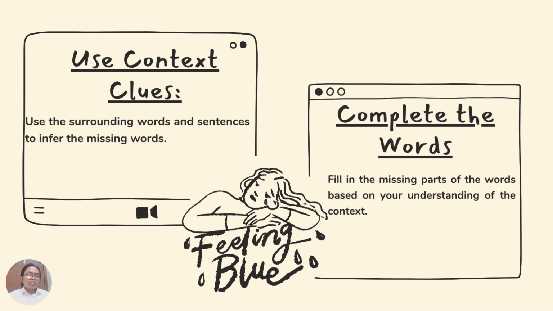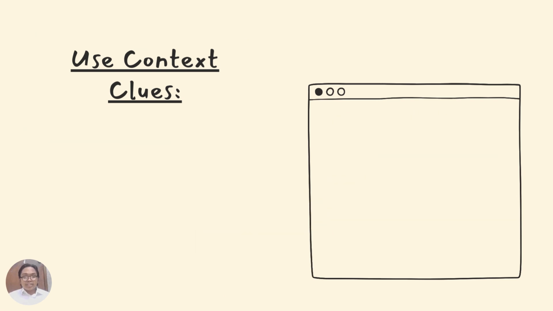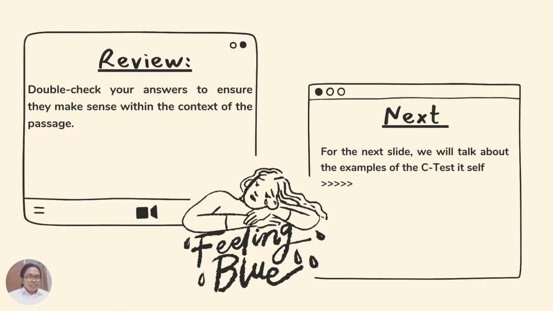The next one is use context clues. We have to use the surrounding words and sentences to infer the missing words. The next one is complete the words. We have to fill in the missing parts of the words based on our understanding of the context. And the last one is review. We have to double check our answers to ensure they make sense and are the right answers within the context of the passage. For the next slide, we will talk about the example of the C test itself.